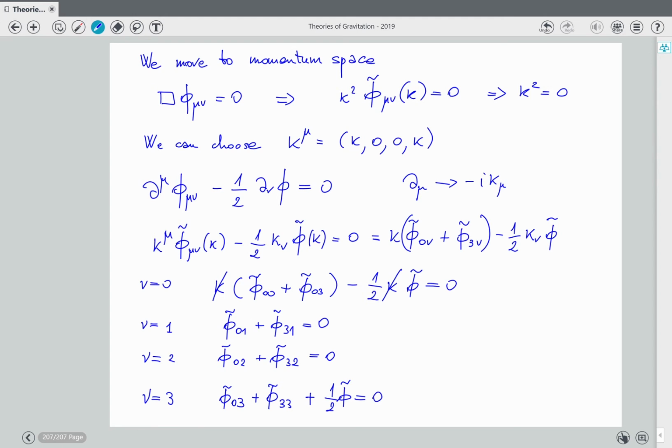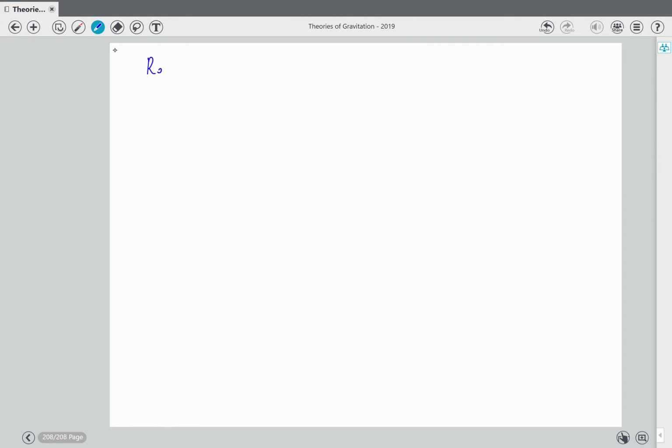So phi tilde mu nu is a symmetric matrix. It has 10 independent components. With these 4 conditions, we are losing 4 such components, and from 10 we go down to 6. The other 4 are lost by means of the residual gauge freedom. So now we have to impose something. We can impose something else. Let's see why. So let's use the residual gauge freedom.